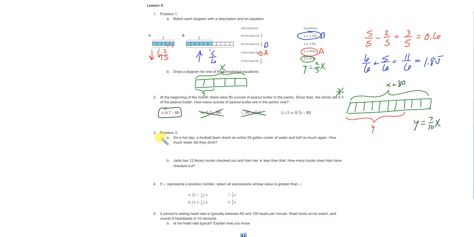Here we go. Problem number 3. A hot day. A football team has drunk an entire 50-gallon cooler and half as much again. How much water did they drink?